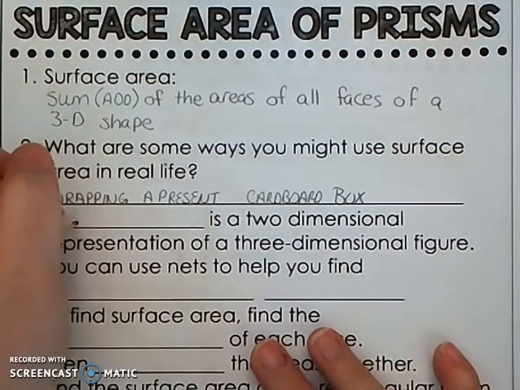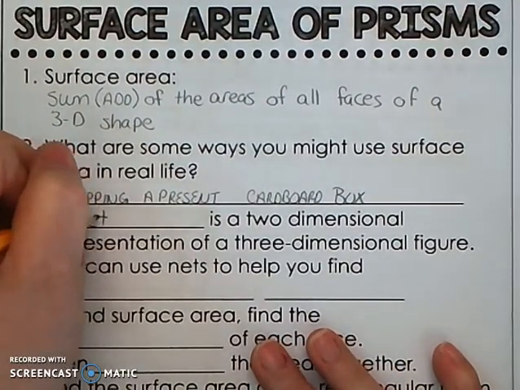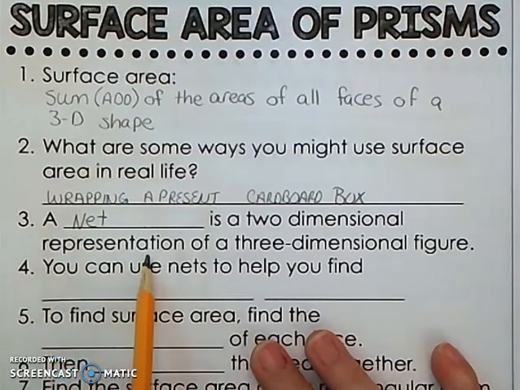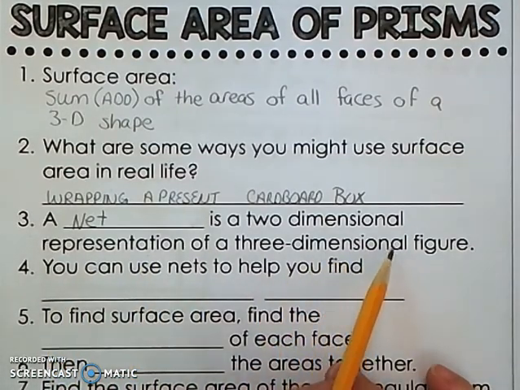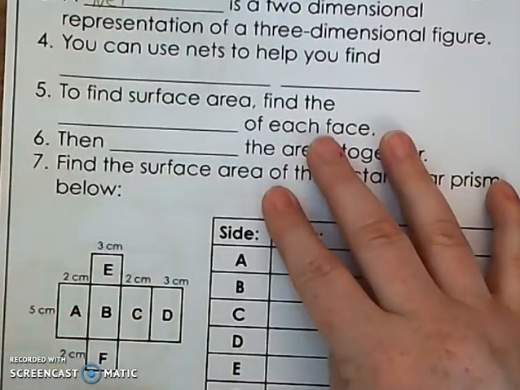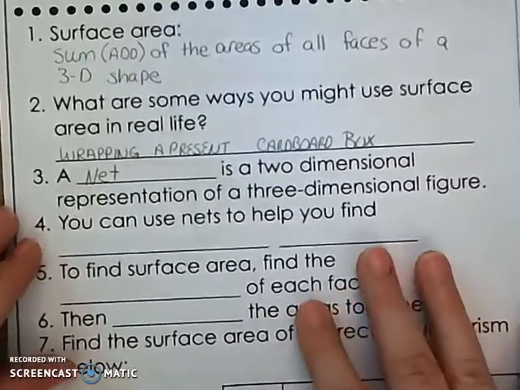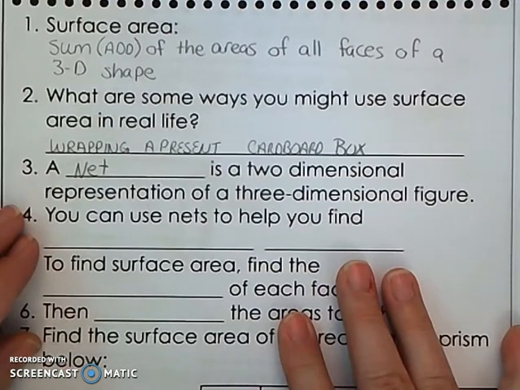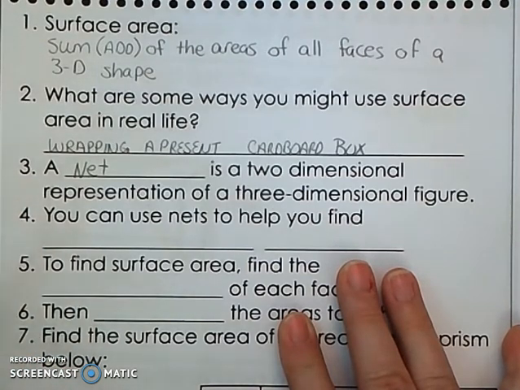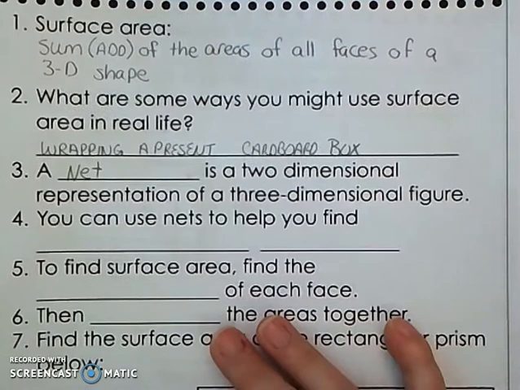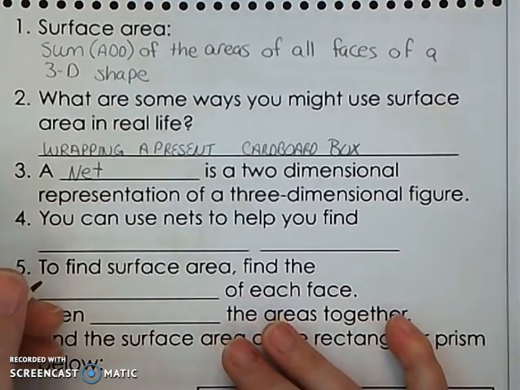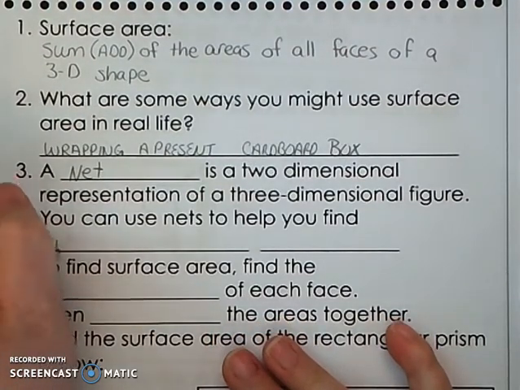Okay. A net is a two-dimensional representation of a three-dimensional figure. If you look down here, this is an example of a net, and we'll get back to that in a minute. So a net is basically if you took a cardboard box and you cut it and laid it flat, that would be the net. You can use nets to help you find surface area.